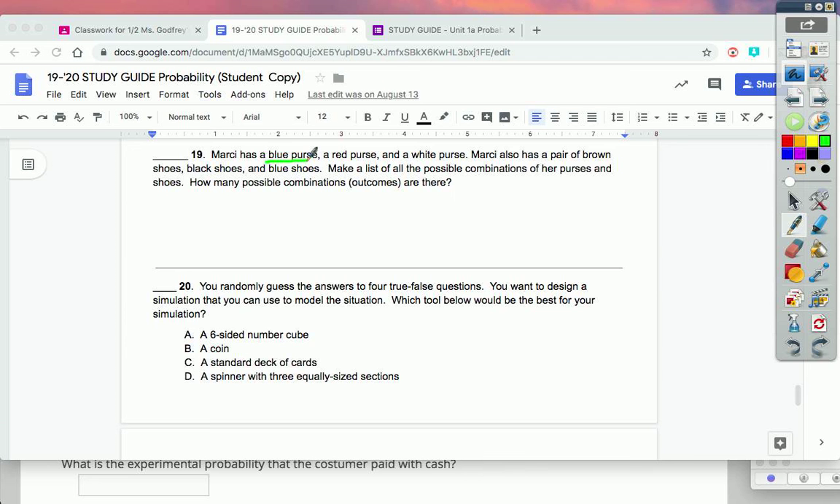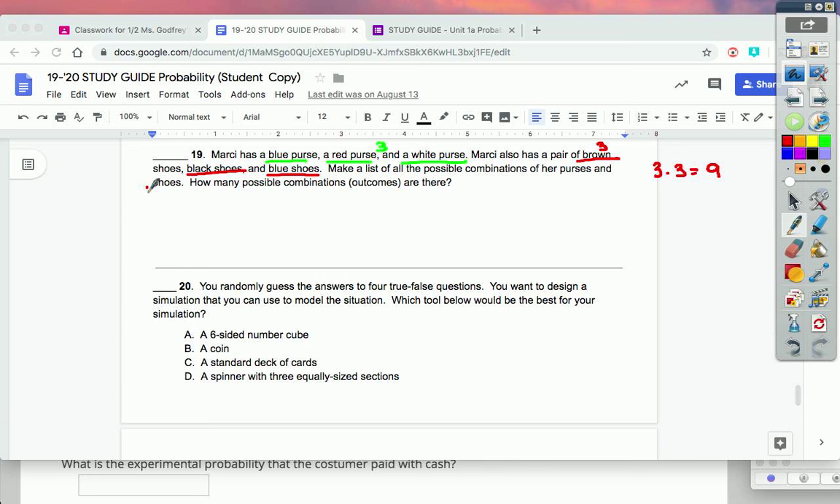So she has a blue purse, red purse, white purse. That's 3 options. She has a brown shoe, black shoe, and blue shoe. That's a total of 3 options for her shoes. How many outcomes should we come up with? 9. Multiply them together. So now we're going to list them.